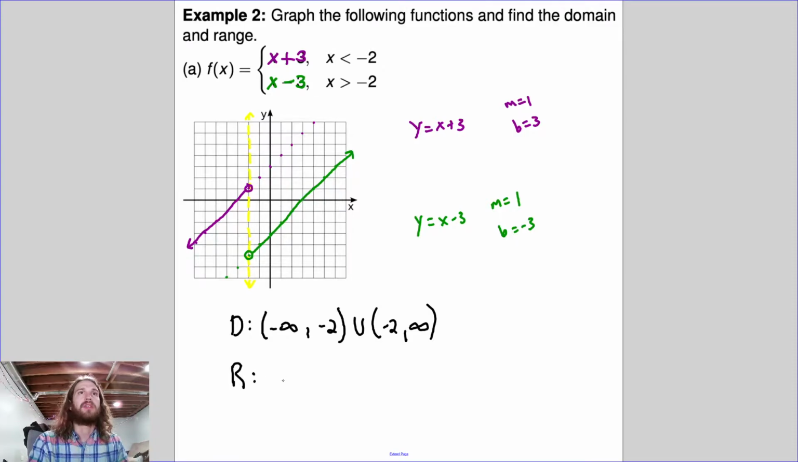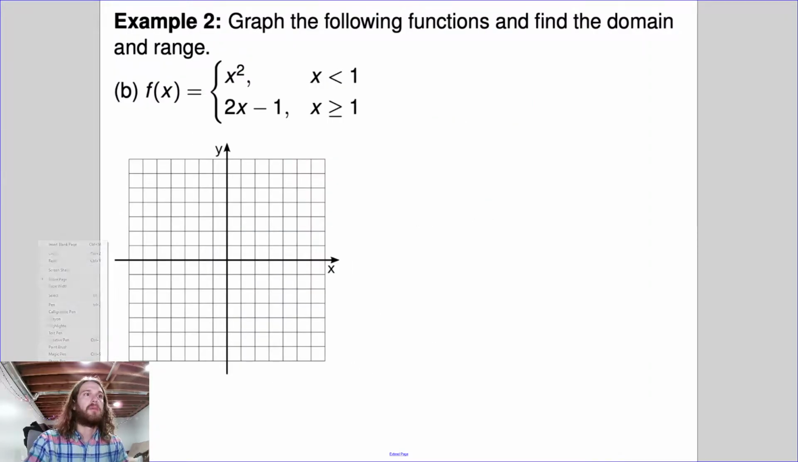Okay, in the range, are there any y values left out? What's the lowest y value? Well, this continues down forever. So the lowest y value is negative infinity, and then we're going all the way up, and this continues all the way up forever. Now, this hole right here is included by this point. This hole is included by 1 over here, so that goes all the way to infinity. We're done.